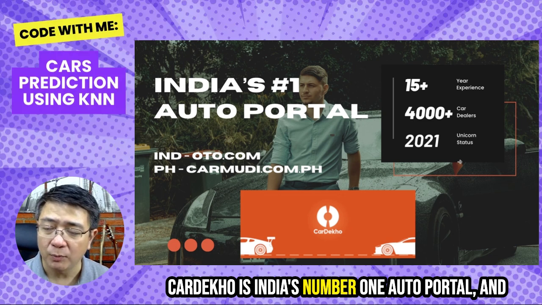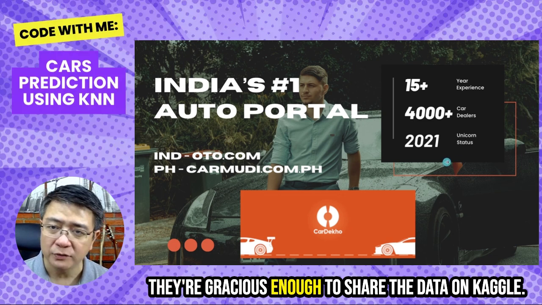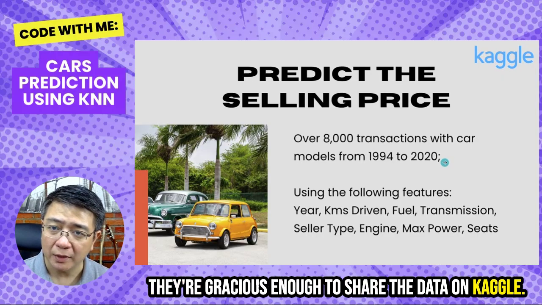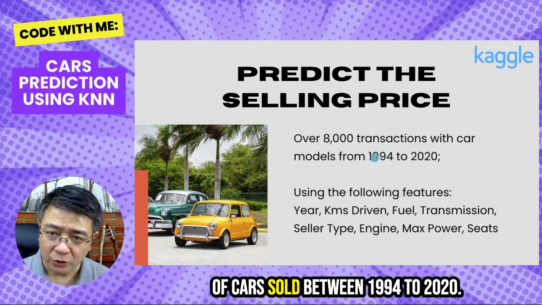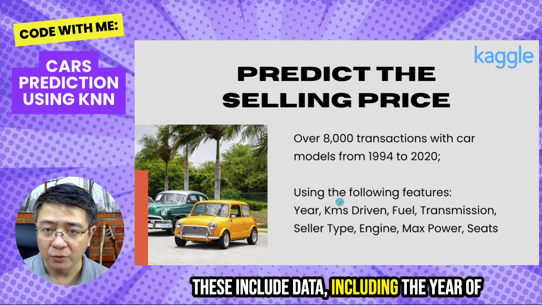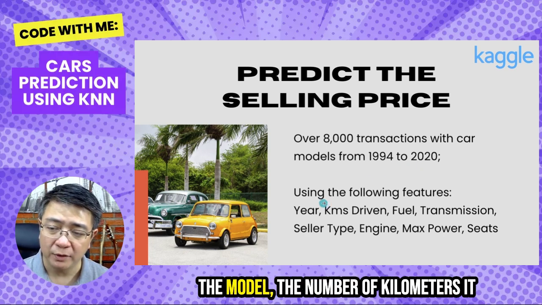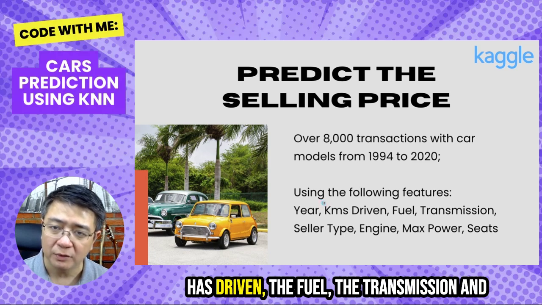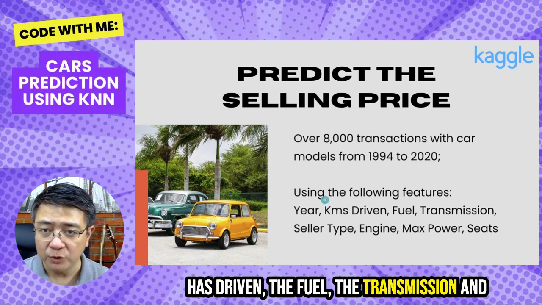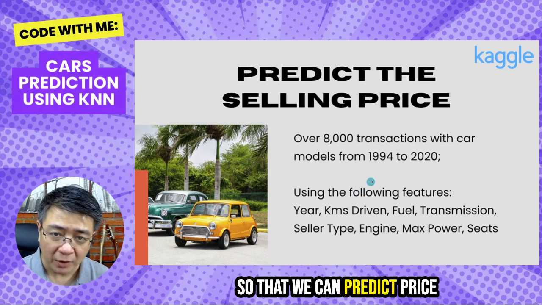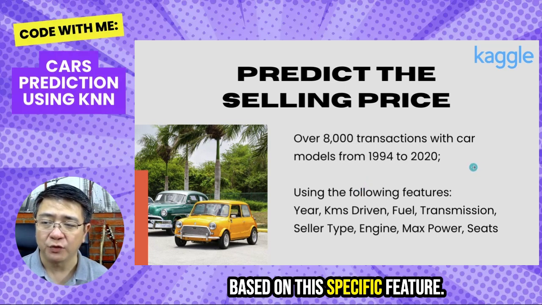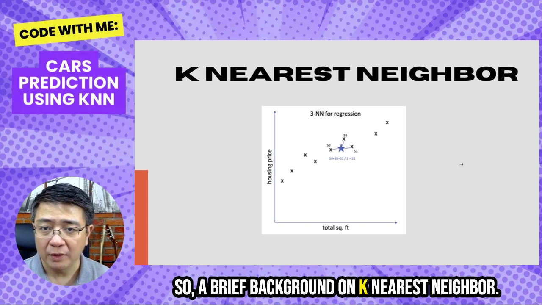CarDekho is India's #1 auto portal, and they're gracious enough to share the data on Kaggle, and we'll be processing over 8,000 transactions of cars sold between 1994 to 2020. This would include data such as the year of the model, the number of kilometers that it has driven, the fuel, the transmission, the engine type, and so on, and of course price, so that we can predict price based on these specific features.